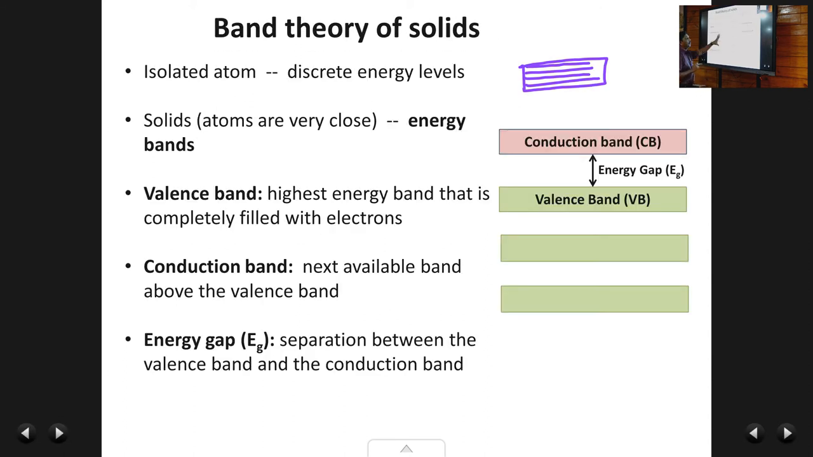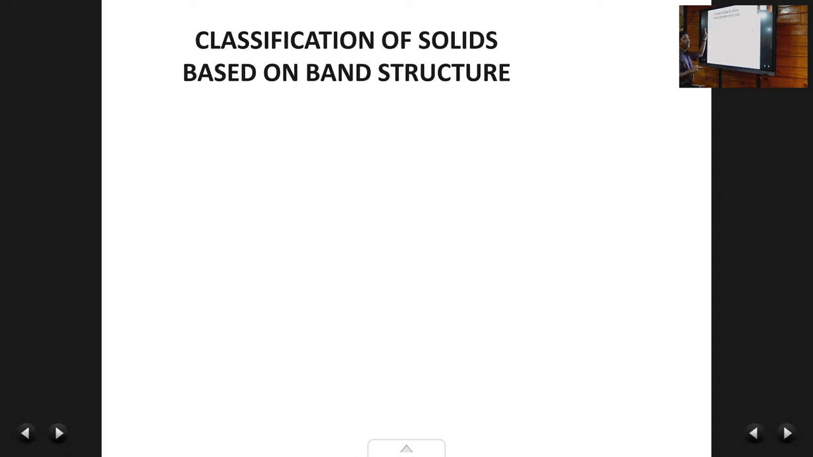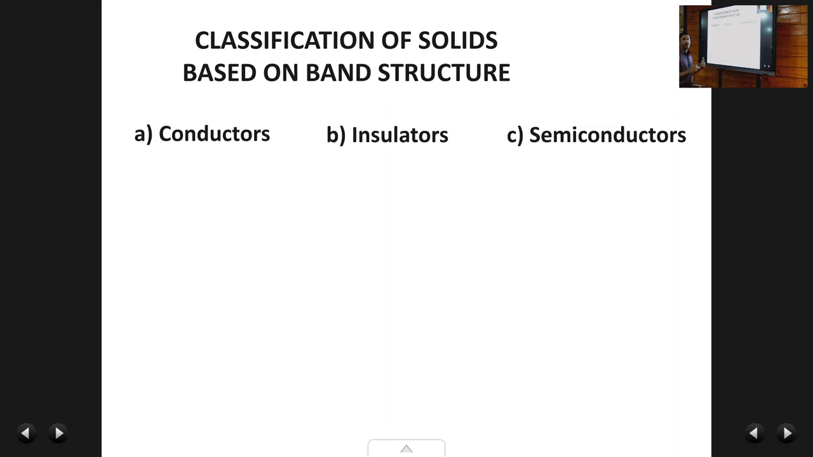Okay, so this picture is what is seen in a solid. It is not there in a liquid or a gas. This type of energy bands are only formed in a solid, wherein the atoms are very close to each other and the individual energy levels intermingle, forming energy bands like this. Now, based on this band structure, solids are classified into three categories, that is conductors, insulators and semiconductors.